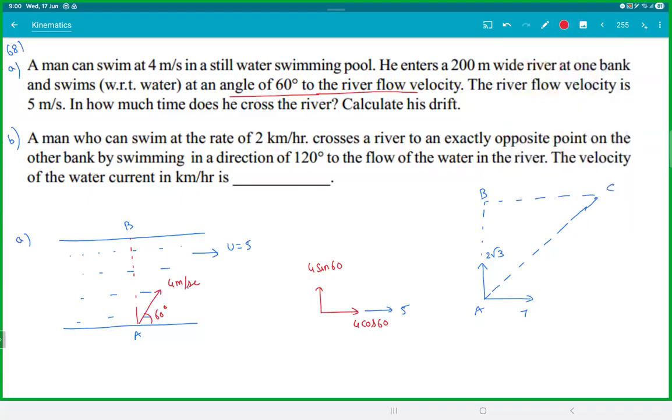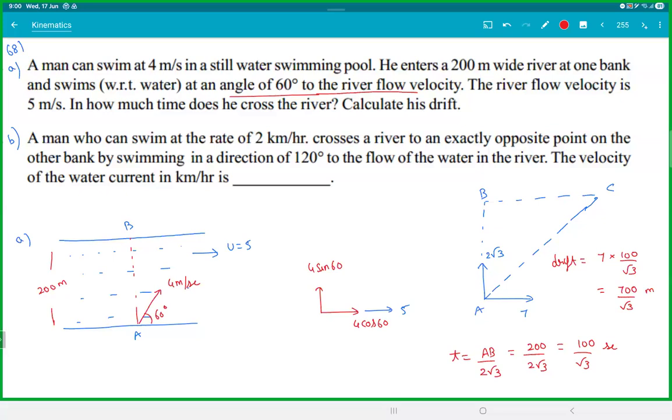What do you want to find? In how much time does he cross the river? What is the width of the river? 200 meters wide. So he's actually crossing the river with 2 root 3. So time taken will be AB by 2 root 3, which is 200 by 2 root 3, 100 by root 3 seconds. What is the drift? Who is creating the drift? That's 7 meters per second. So drift will be the horizontal velocity 7 into time. That's 700 by root 3 meters. All got the steps?